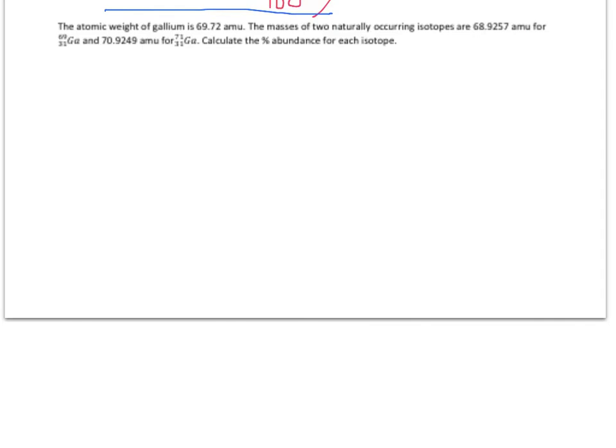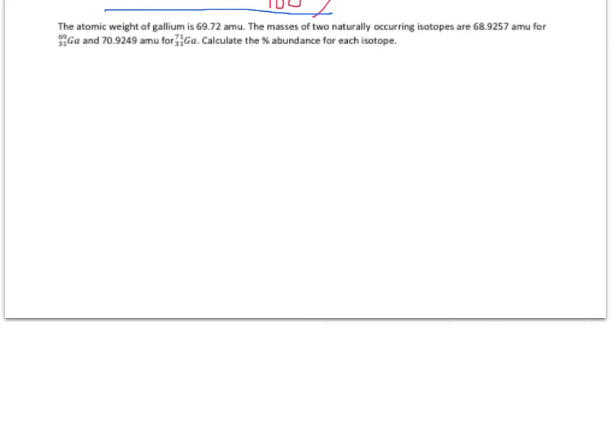Okay, and the last one, and I'll read the question. The atomic weight of gallium is 69.72 AMU. The masses of 2 naturally occurring isotopes are 68.9257 AMU for gallium 69 and 70.9249 AMU for gallium 71. Calculate the percent abundance for each isotope.